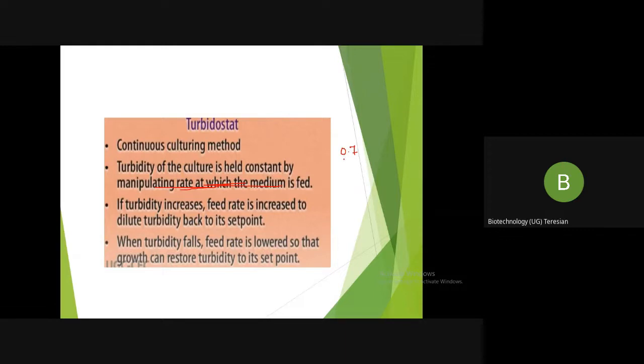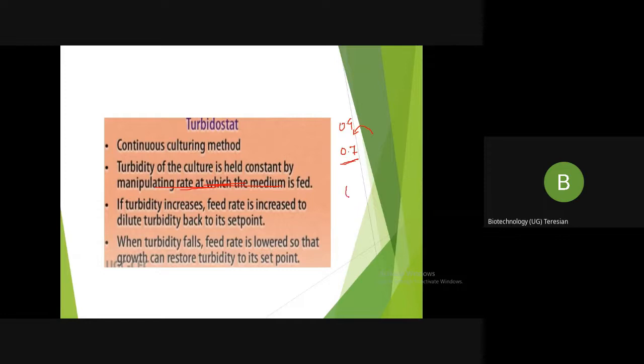So I see to it that whatever new or fresh feed I am providing, it should retain this 0.7. For example, I am saying 0.7. So what should I manipulate? The rate at which the media is fed. If the turbidity increases, the feed rate is increased to dilute the turbidity back to its set point. What it means is, suppose it becomes 0.9. So it is not optimum. I should bring it to 0.7.